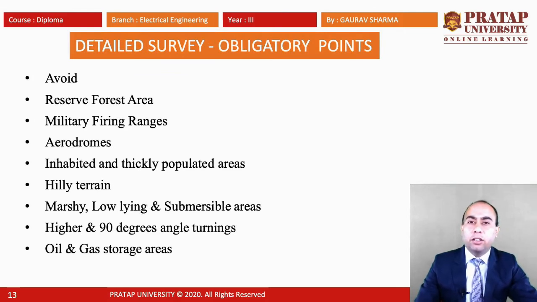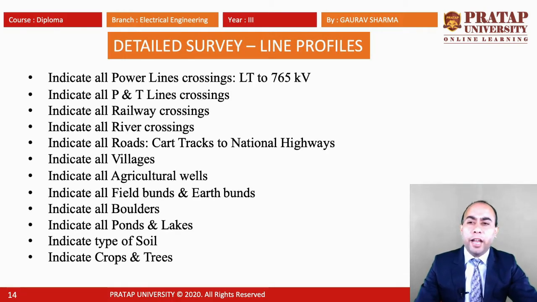And the obligation points in the detailed survey are that we have to avoid reserved forest areas. We have to avoid military firing ranges. We are avoiding aerodromes. We are avoiding inhabited and thickly populated areas. We are avoiding hilly terrain. We are avoiding marshy, low-lying and submersible areas. We are avoiding higher and 90-degree angle turnings and oil and gas storage areas.